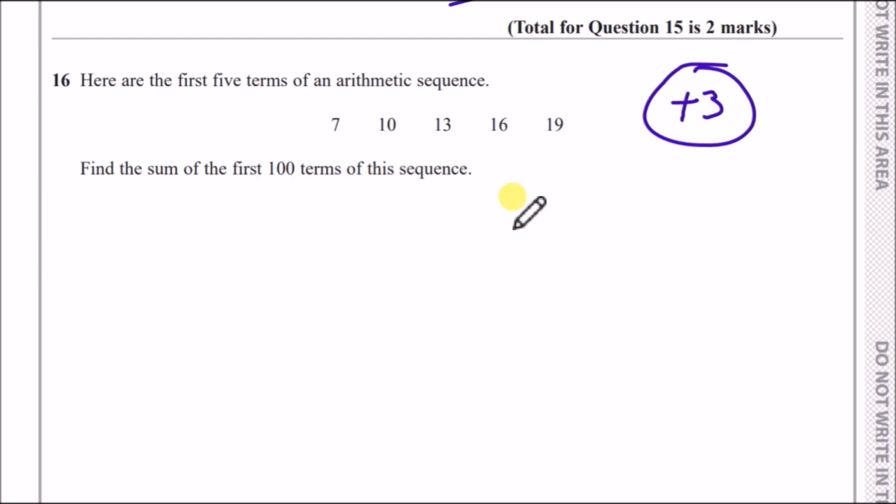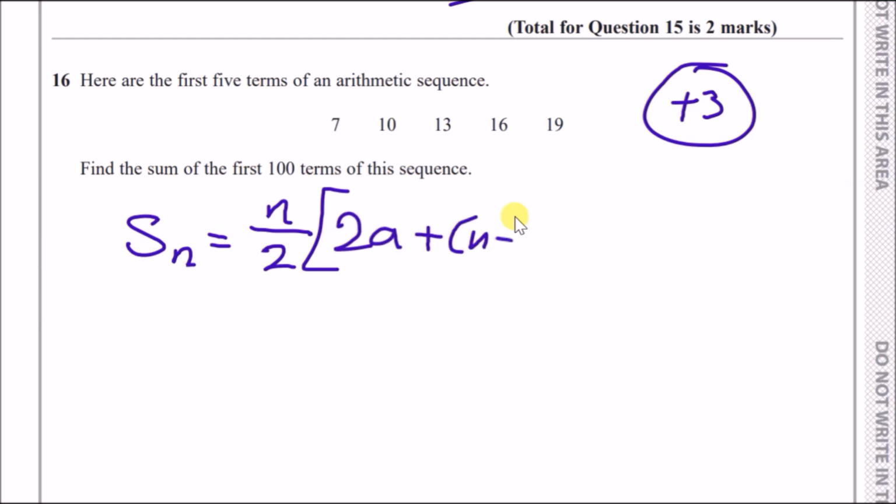Okay, so this is different. Now, the sum of the first 100 terms uses a certain formula, yeah? So this is the formula. We have Sn equals the number of terms over 2 times (2a plus (n minus 1)d). Okay, so I'm going to explain what everything is.